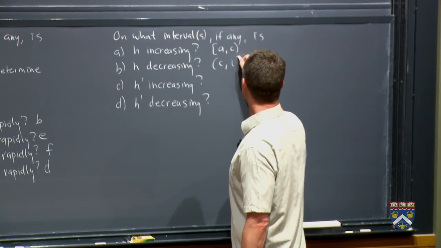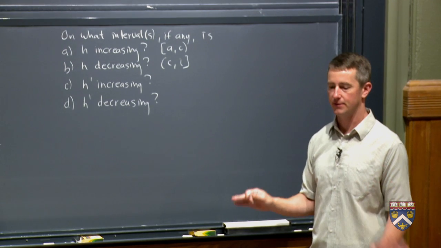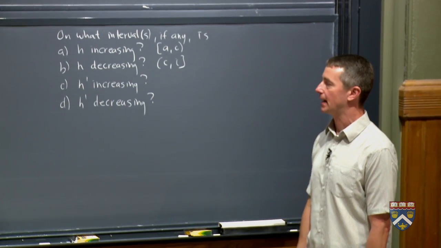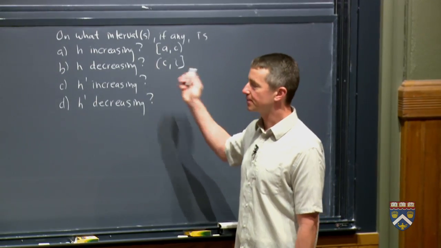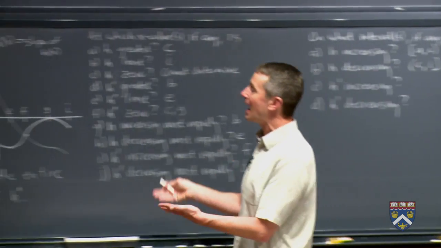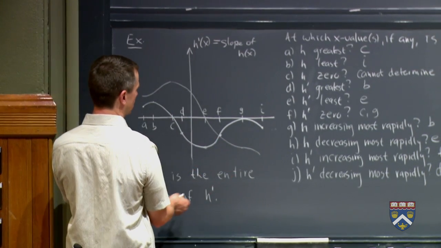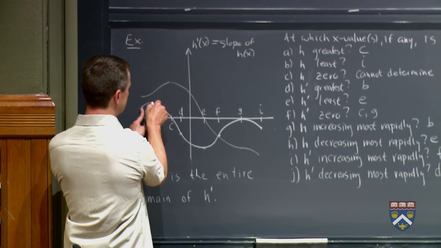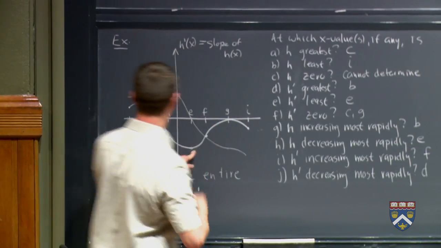But if you want to say C to G and then G to I and not include G, that's perfectly fine. Doesn't make any difference. It's not an important thing to worry about. And the last two, h prime increasing. That's just when the graph on the page, on the chalkboard, was increasing. Not the new graph, but the original graph of h prime. So h prime was increasing from A to B, and then again from E to G, right, going upward.